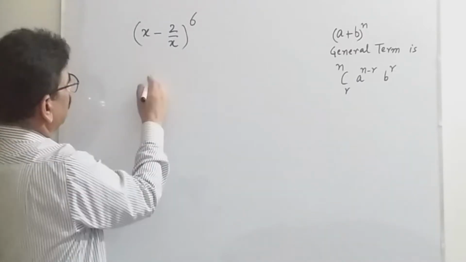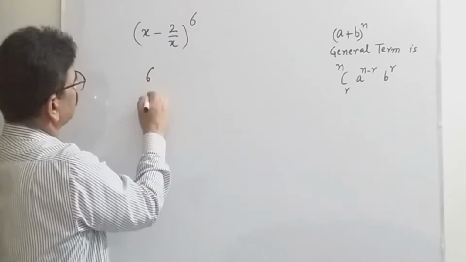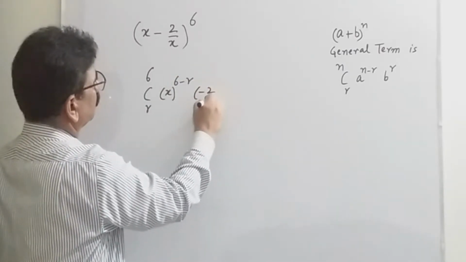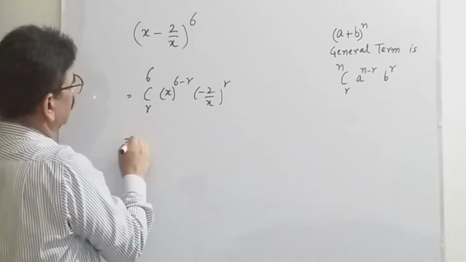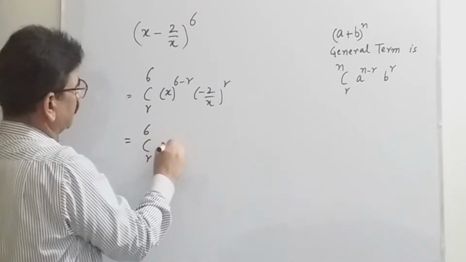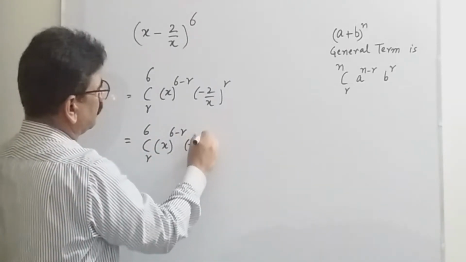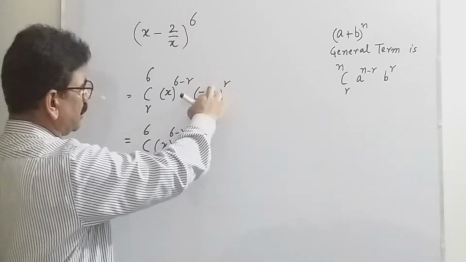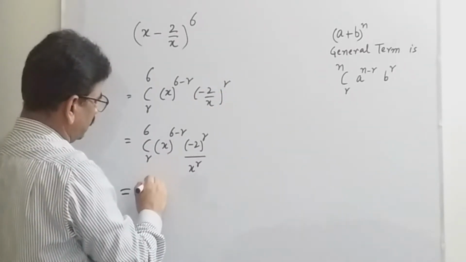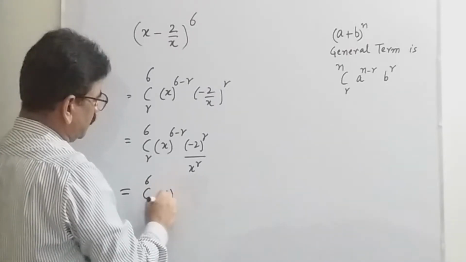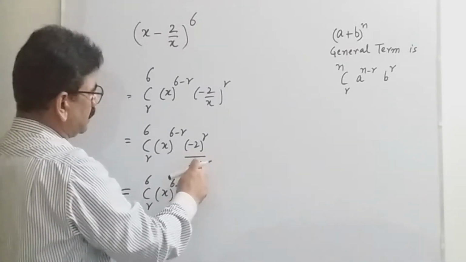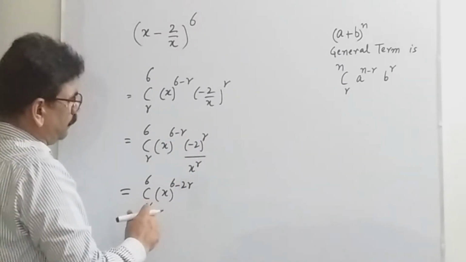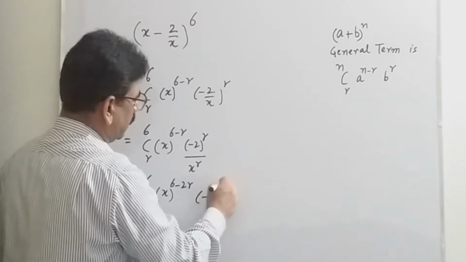The general term in this expansion will be 6Cr x^(6−r) (−2/x)^r. This will become 6Cr x^(6−r) (−2)^r / x^r, because this r power will be distributed upon both these numbers. Now it will become 6Cr x^(6−2r) (−2)^r, because this r will be subtracted from this power according to the law of indices.